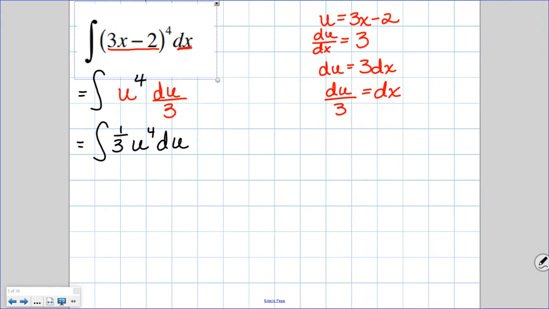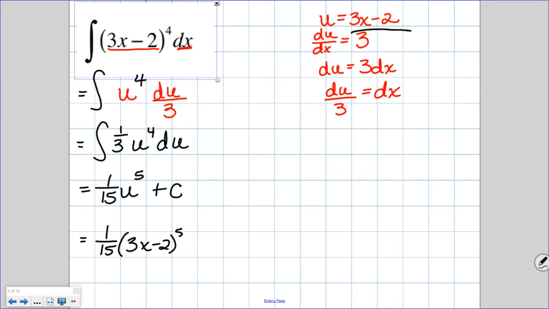I can apply that power rule. Add 1 to the exponent, I get u to the 5th. 1/3 divided by 5 is 1/15, u to the 5th plus C. And then I'll substitute the 3x minus 2 back in for u. So the integral is 1 over 15 times (3x minus 2) to the 5th plus my constant.